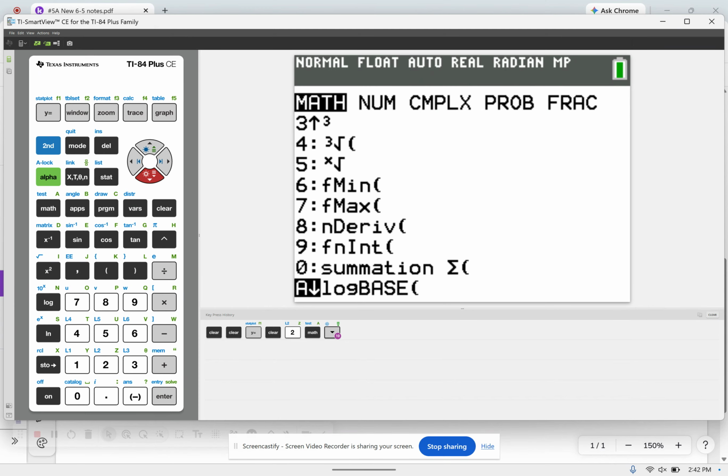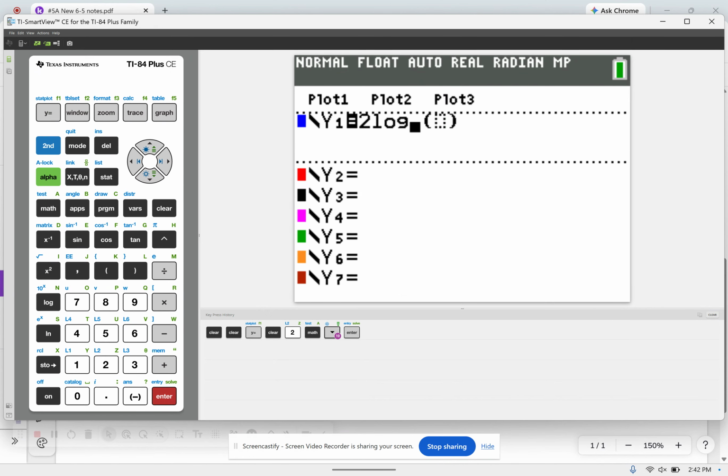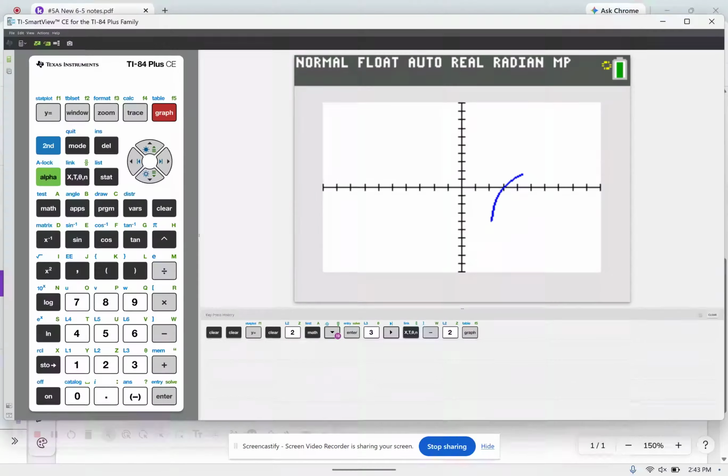So right here it says A log base. If you hit that, you'll notice log will pop up and it gives you a little blank where you could type in a base number, and then it gives you the parentheses where you can type that part in. So our base is 3. And then we're going to arrow over and type in x minus 2. Okay, and then we can hit graph.